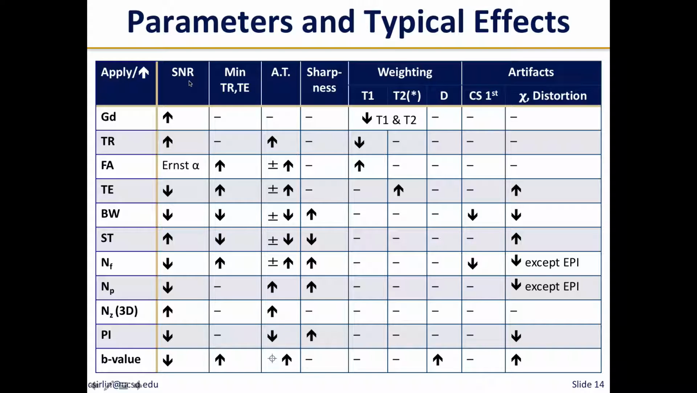What happens to signal to noise? What happens to your minimum TR and TE? What happens to your acquisition time? What happens to your image sharpness? What happens to your T1, T2, and diffusion weighting? And what happens to artifacts, chemical shift of the first kind, susceptibility, and distortion? So these are the parameters we're going to apply. These are the effects we're going to look at.